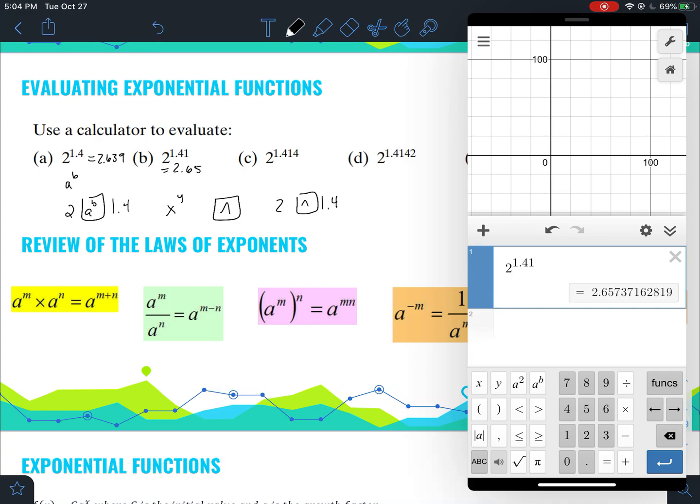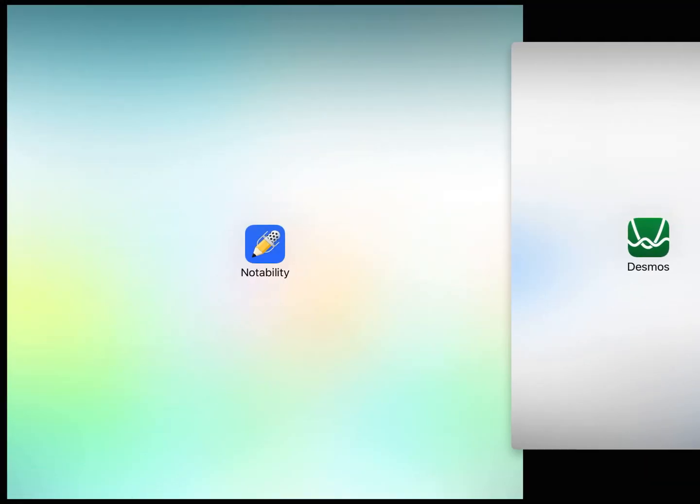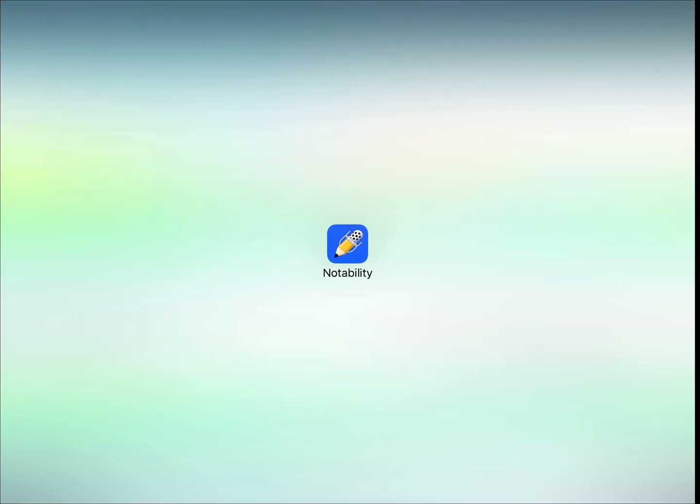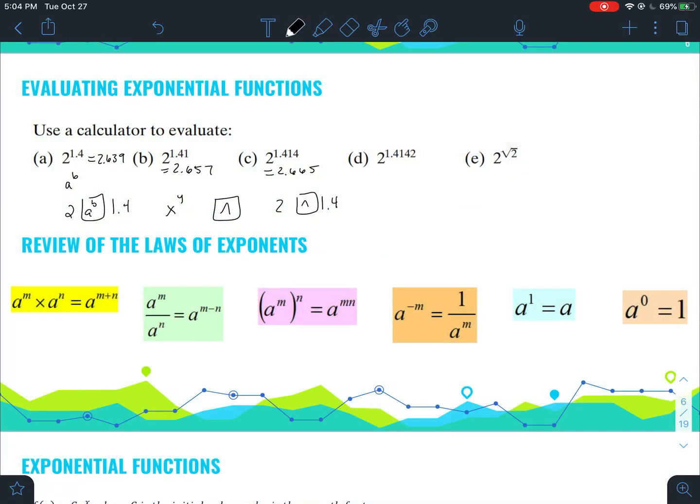This would be 2.657. 2 to the 1.414 power would be 2.665 if I round that up, and so on and so forth. So hopefully you are all okay with evaluating exponential expressions on a calculator or on Desmos.